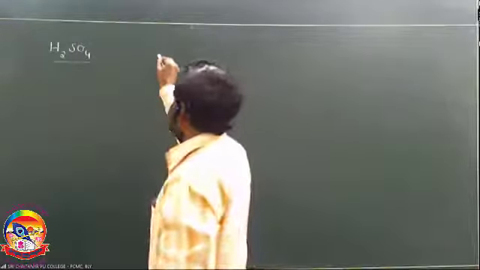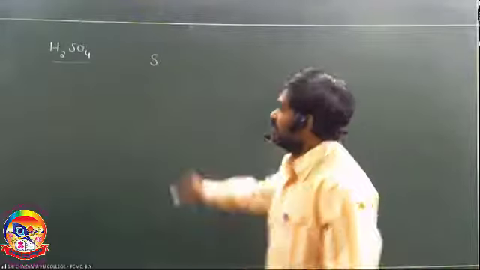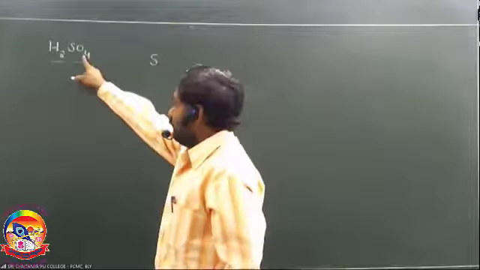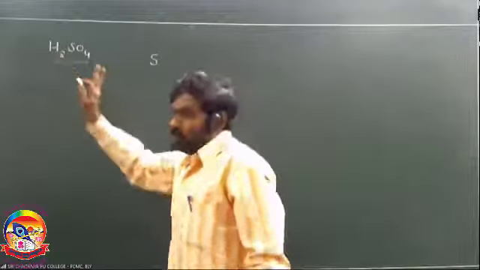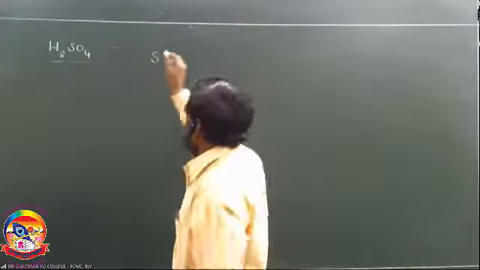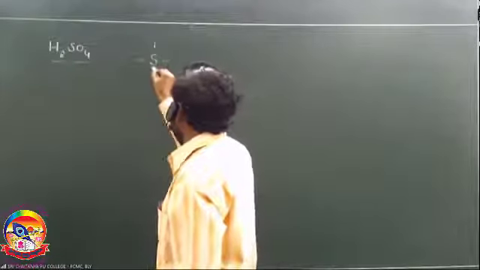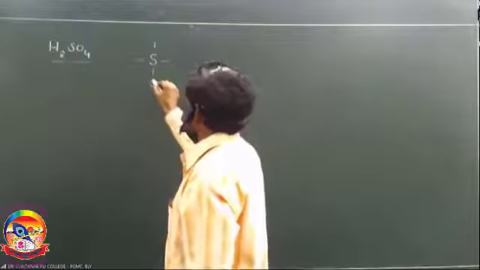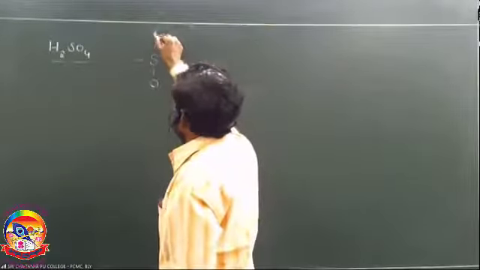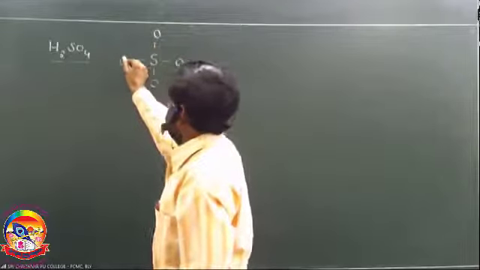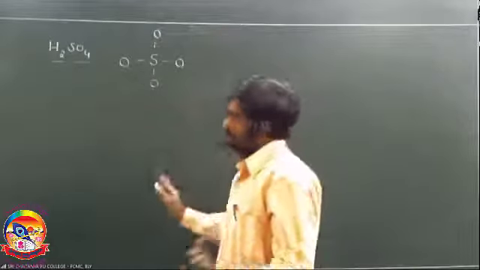The central atom is sulfur. The number of bonded oxygens is 4, and hydrogens 2. We know hydrogen is monovalent and oxygen is divalent. Hence, sulfur is attached to 4 oxygens: the first oxygen, the next oxygen, the next oxygen, and the 4th oxygen, because oxygen is divalent.